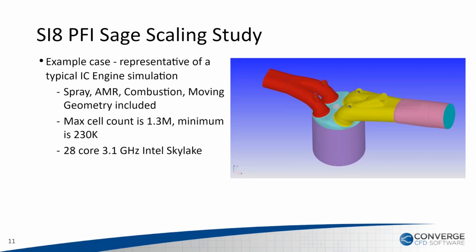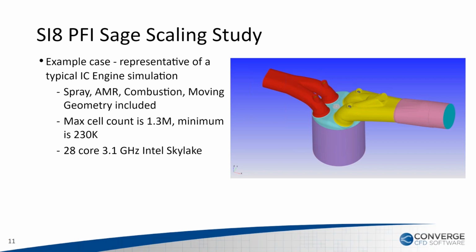Another simulation we wanted to show off the scaling capabilities of is an internal combustion engine, because a lot of our customers run internal combustion engines. That's what we're known for. We wanted to show that with Converge 3.0, you can really take an internal combustion engine and push the limits of scaling and get fast turnaround time on some of these simulations.